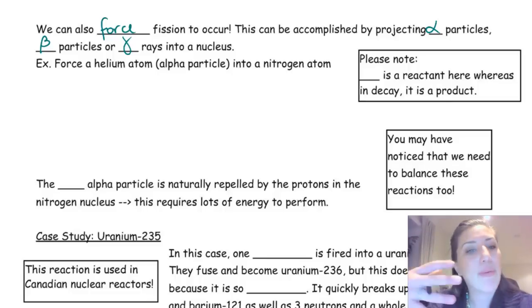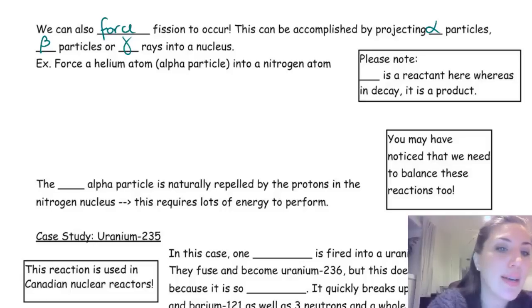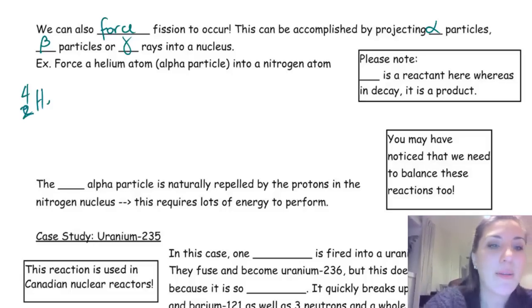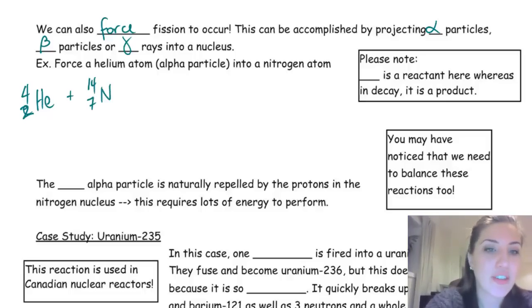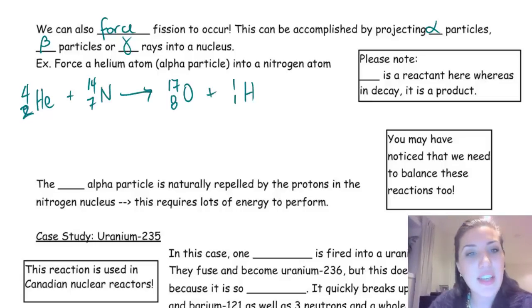So let's look at an example. How would we write it? Force a helium atom into a nitrogen atom. Well, we know that helium looks like this, with a 2. And we are going to add that to a nitrogen atom, and we know that symbol is here, nitrogen. So when we do that, we are going to create oxygen plus a hydrogen atom.